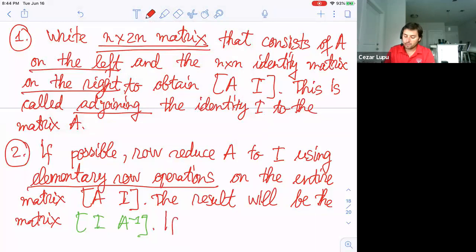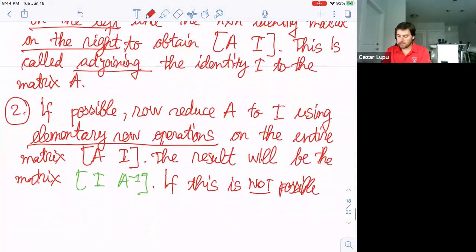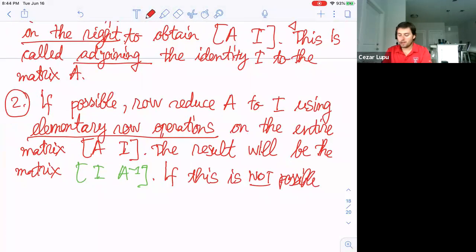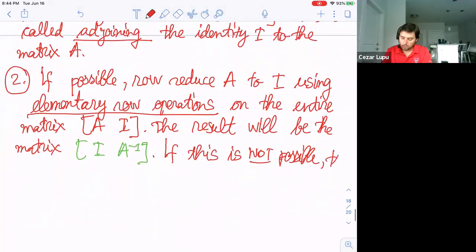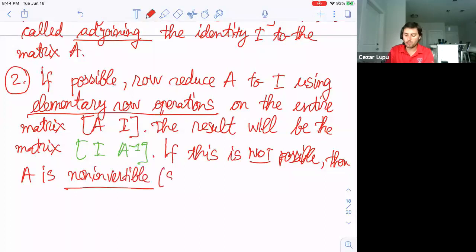Okay, if this is not possible, then A is non-invertible, or we call it singular.